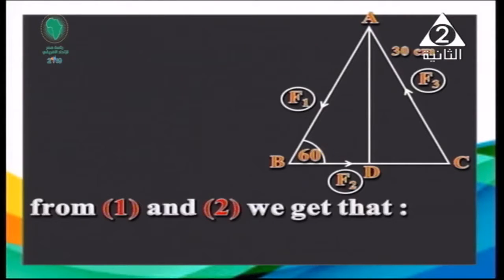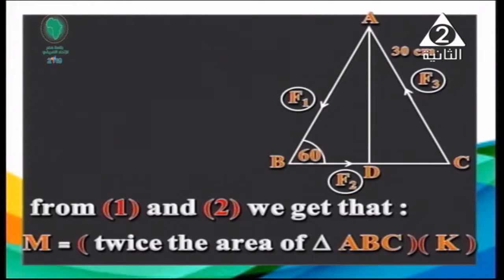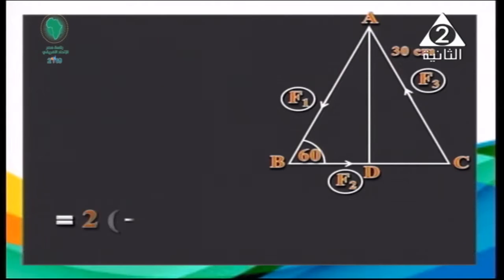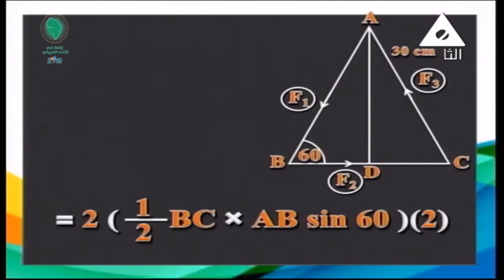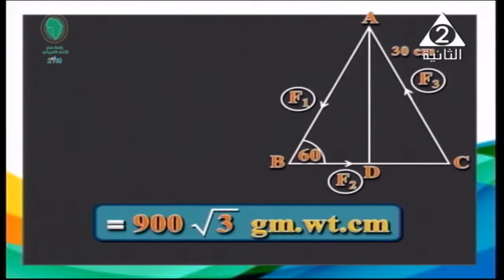Then from 1 and 2, we get that the moment equals twice the area of triangle ABC times the scale K, equals 2 times half BC times AB sine 60 times 2, K equals 2. The answer is 2 times half times 30 times 30 sine 60 times 2. Therefore, the moment equals 900 root 3 gram weight centimeter.